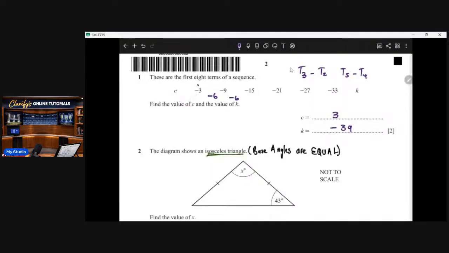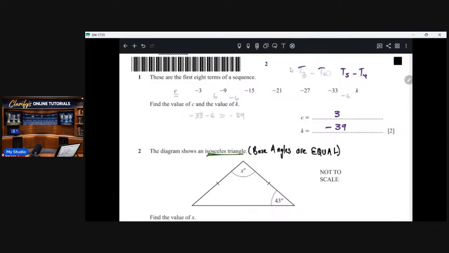What about to go backwards? Because we want to find this one, so we want to go backwards. To go backwards, you will now add 6, the opposite of subtracting 6. So you say -3 plus 6, which is the same as saying 6 minus 3, which is 3. So C is 3. Then, to come here, there is a -6, so you say -33 minus 6. You get -39. So this is our K. It's easy, -39, because we are subtracting 6 to go backwards.